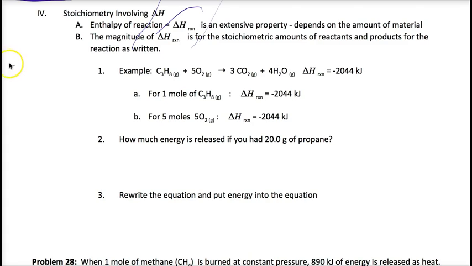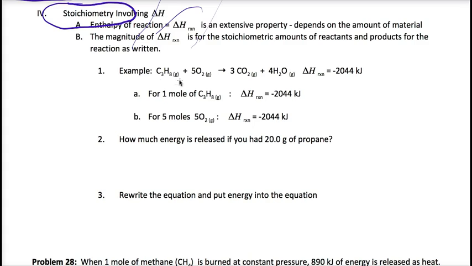Stoichiometry. You love stoichiometry, right? So we know we're going to have a reaction. You're going to talk about reactants and products. So here is a reaction. This is propane, by the way. Remember, 3 carbons. This is propane, as in propane gas, okay?